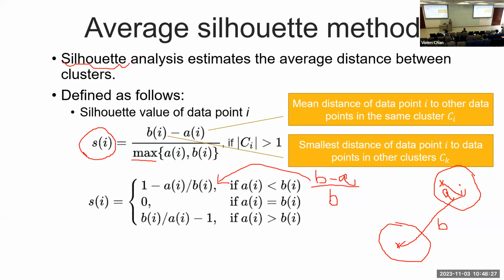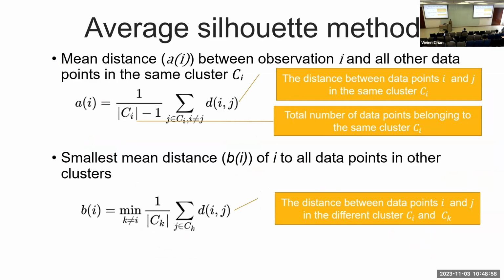On the other hand, when A is larger than B, you will have something like this, and then you will get this value. Very easy to understand. In this way, you can calculate the S value for all the data points, to get the average distance between the clusters. This slide simply explains the more detailed calculation of A and B, but I'm not going to go through it because it's quite easy to understand.